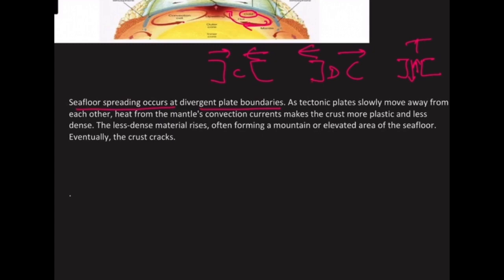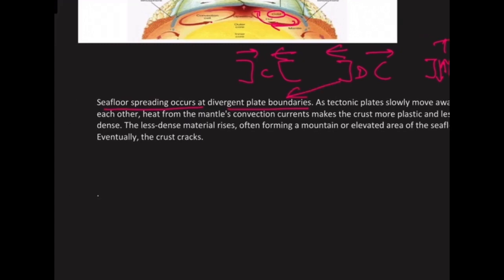Okay, so here we are talking about divergent plate boundary. As tectonic plates slowly move away from each other, heat from the mantle's convection current makes the crust more plastic and less dense. The less dense material rises, often forming a mountain or elevated area of seafloor. Eventually the crust cracks. Okay, the mantle is coming from this direction.